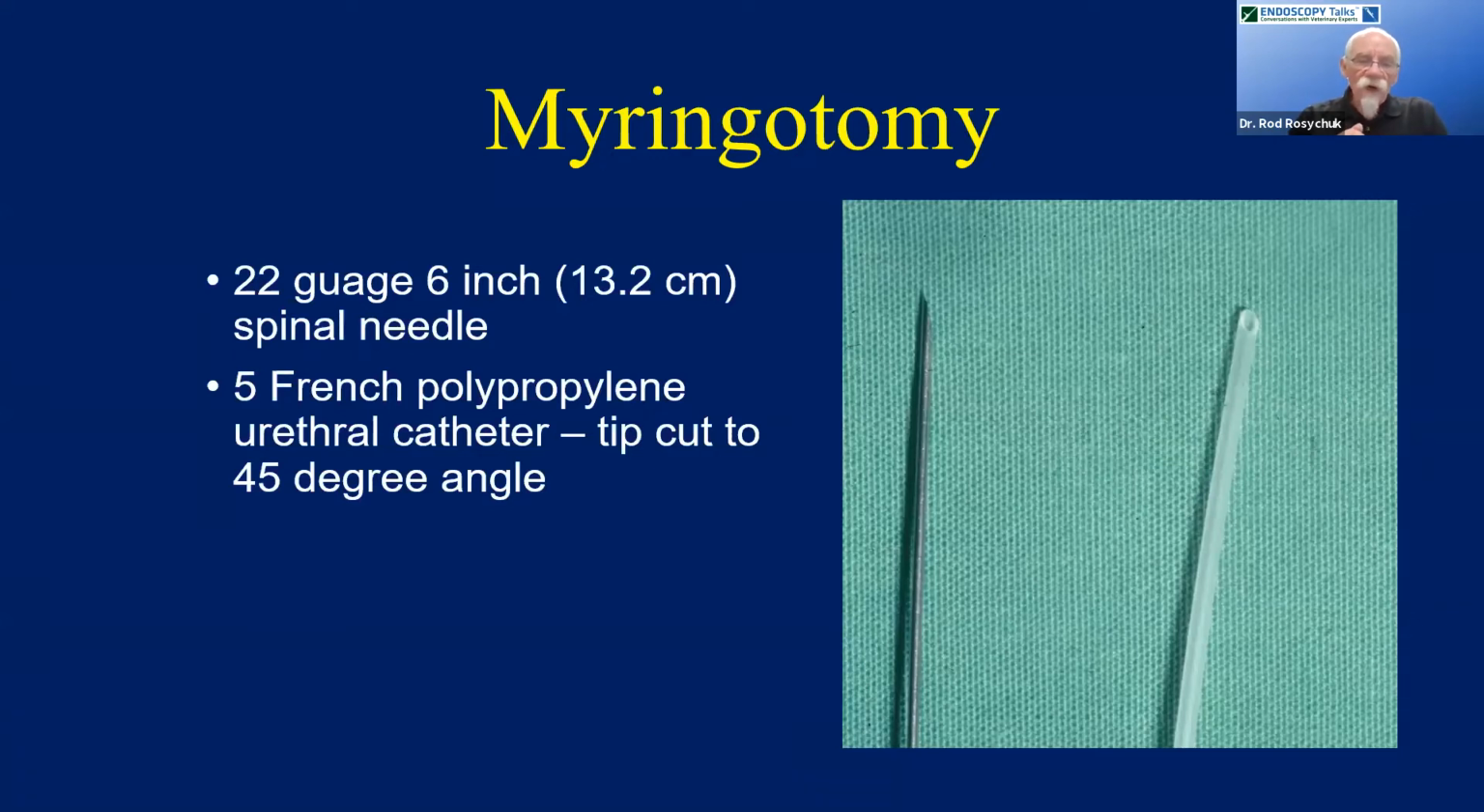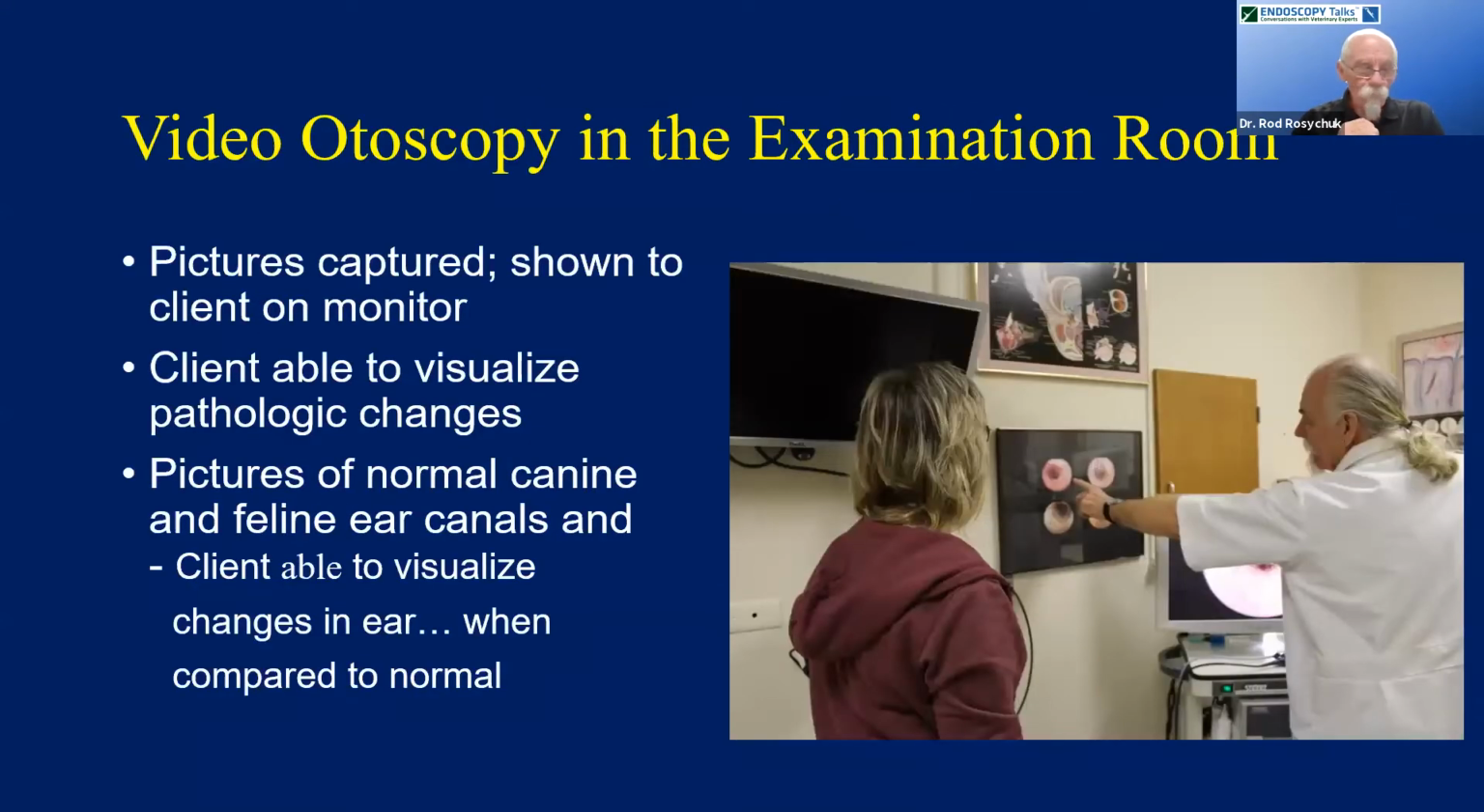We also use a five French polypropylene urethral catheter. And there's a lot of people that, to be honest with you, don't bother with the needle and would just go to the urethral catheter. If you happen to be one of those, the way I tend to make them more effective is to cut an angle to the tip of the catheter, a 45 degree angle. So again, you can puncture the tympanum and stand a better chance of going in where you would like to go with your myringotomy. Well, that's what I tend to use as far as equipment is concerned.